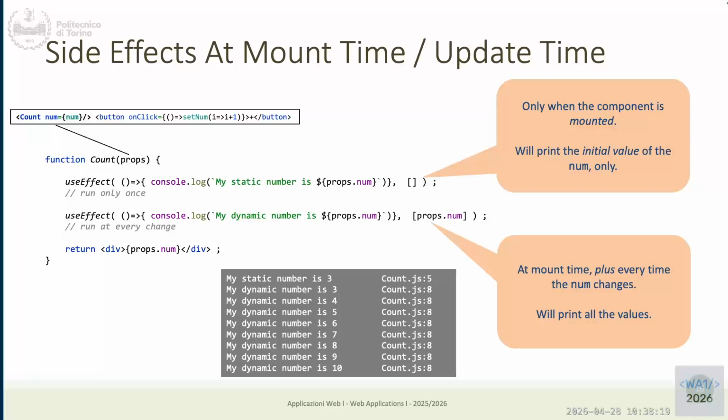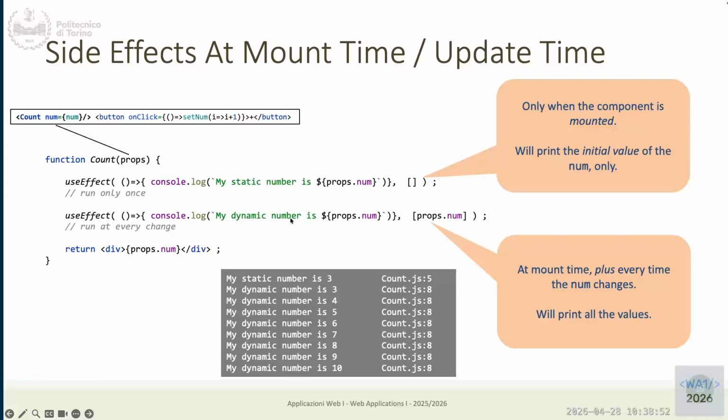This is an example of how they work. It's a synthetic example where we just show the difference between having the empty array or a dependency array. You see that we are defining two effects inside a component, and the callback is the same. I'm logging the value of a property.